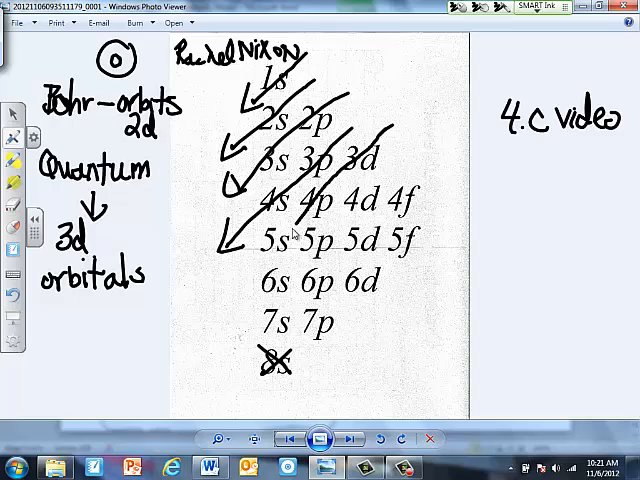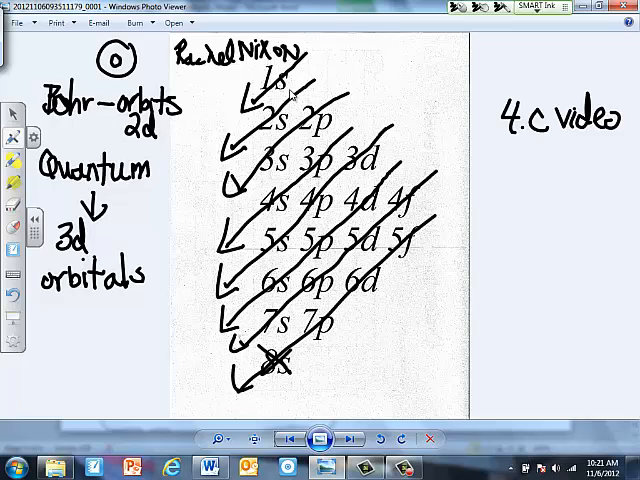Another line from 3d to 4p through 5s, another line from 4d to 5p to 6s. Hopefully we see the pattern by now. Okay, and if we follow the arrows, it gives us the order of the orbitals.